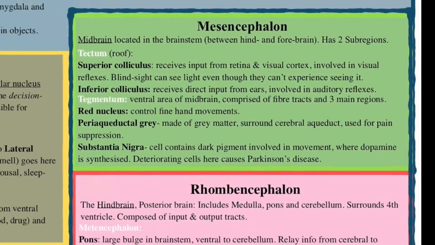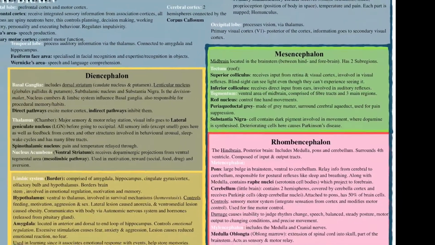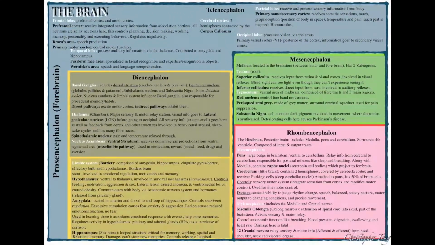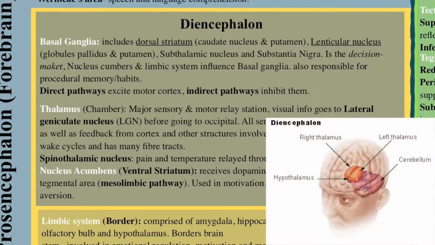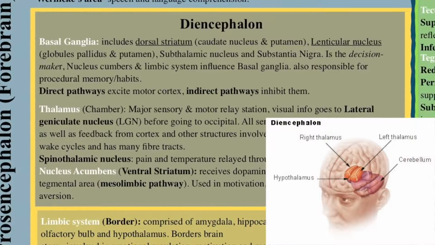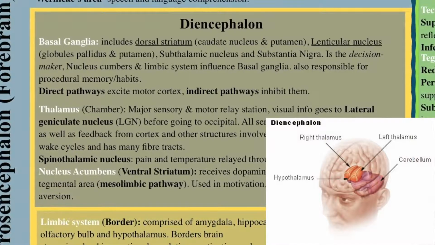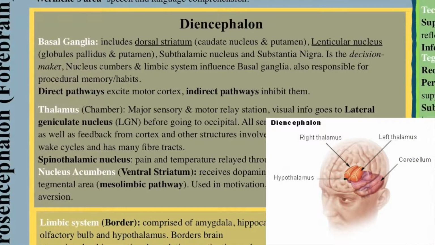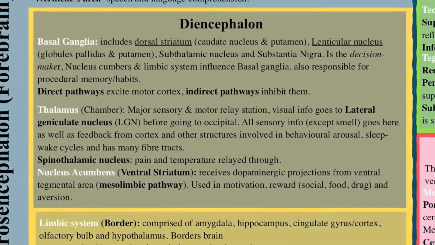In addition, there is a part of the brain known as the prosencephalon, or forebrain, and the prosencephalon is divided into two distinct parts, one known as the telencephalon, and the other known as the diencephalon. The diencephalon houses the basal ganglia, which includes the dorsal striatum, which houses the caudate nucleus and putamen, as well as the lenticular nucleus, which has the globus pallidus and putamen, and the subthalamic nucleus, and the substantia nigra is also kind of part of the basal ganglia.